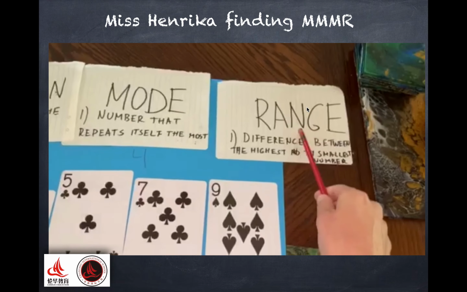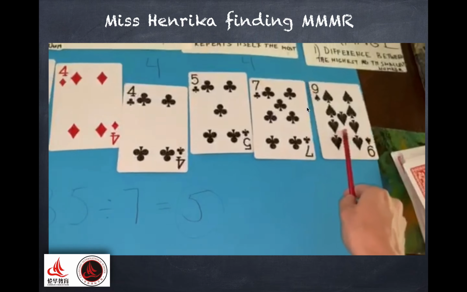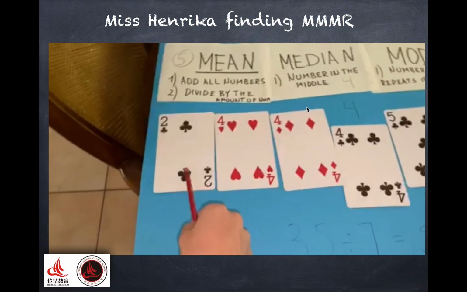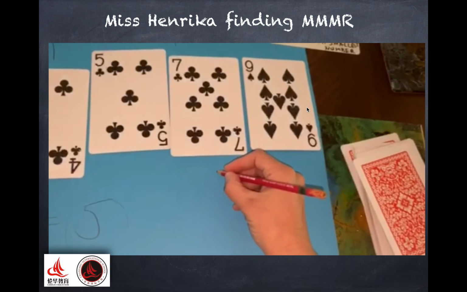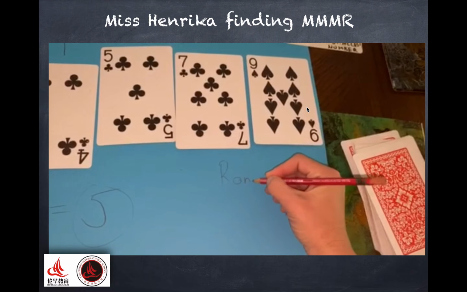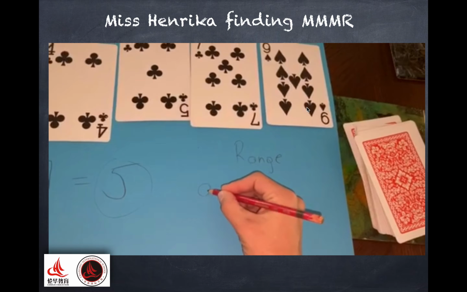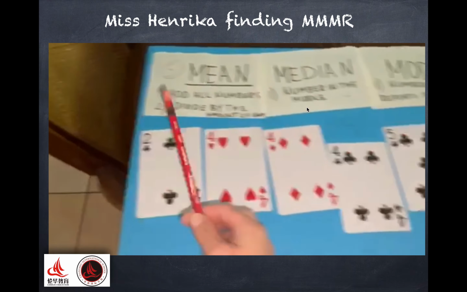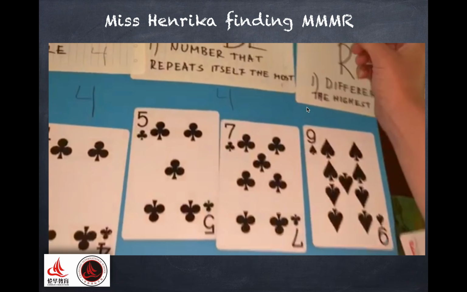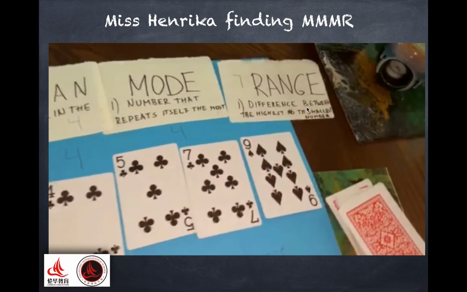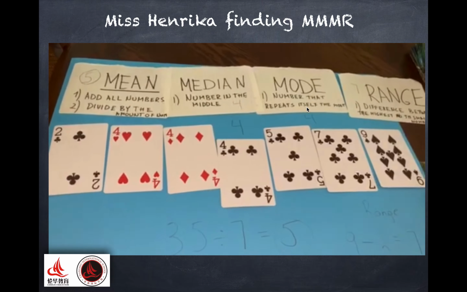The last one is the range. Difference between the highest and the smallest number. Now the highest number is 9. Yes? Smallest number is 2. So to find range, okay, and I'll write here, range. What we do is 9, which is the biggest number, minus 2, which is the smallest number. And we get 7. So our range is 7. Now, so this is our mean, median, mode, and range. You can try this at home as well.